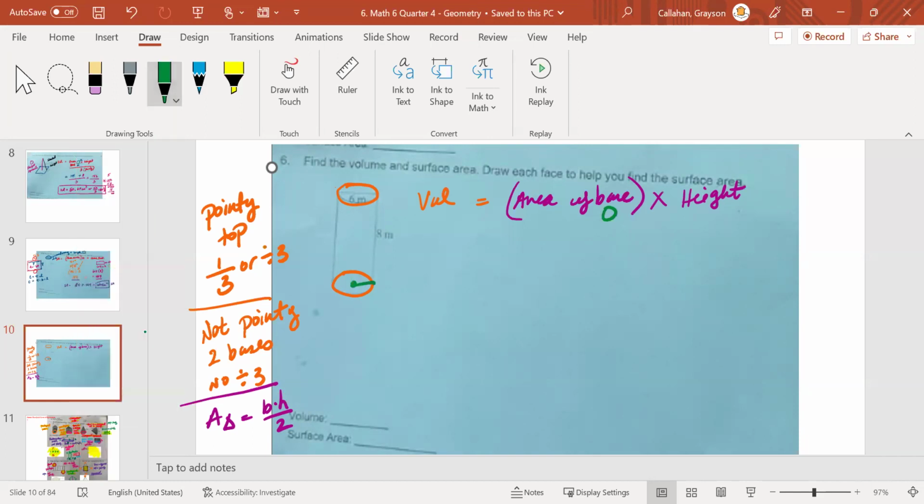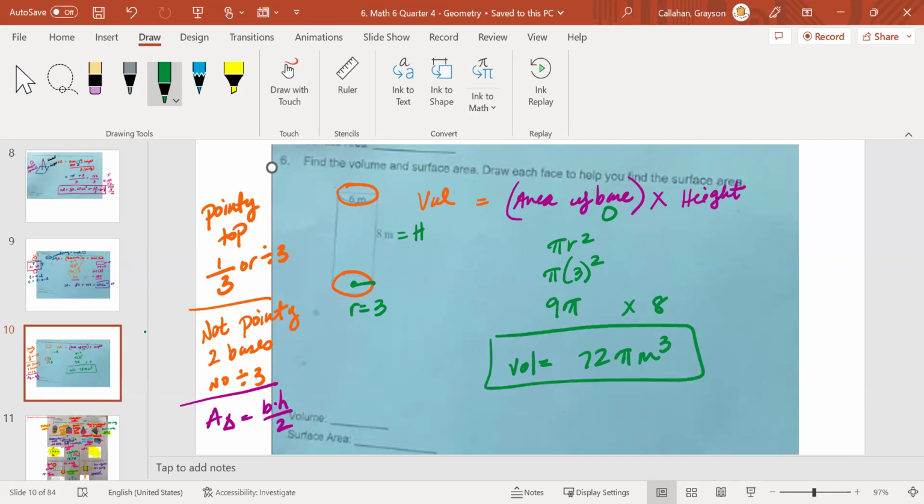So how do you find the area of a circle? Pi r squared, right? What's your radius here? 3 times 3 is 9, right? And you don't need to multiply by 2. You only multiply by 2 if you're doing surface area, right? So times height. What's your height? 8 times 9 is 72 pi. That's it. Volume is 72 pi meters cubed. And that's it. So this one's a lot easier. Whenever you're doing surface area, you have to do the net, okay? All right, and that concludes everything.